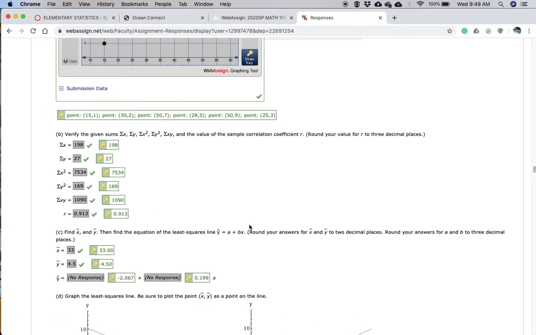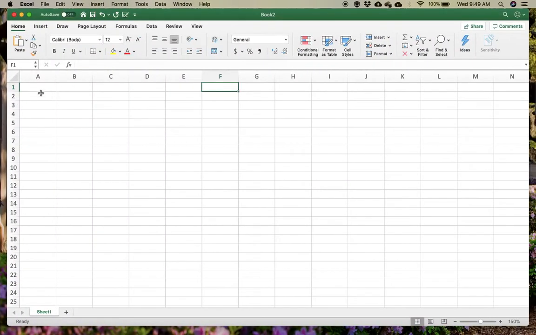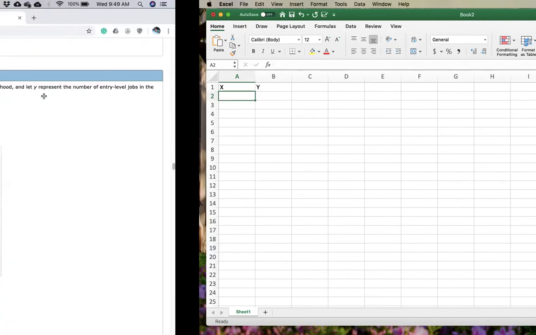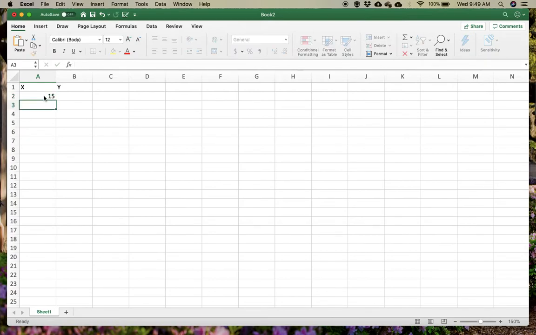And we're going to go back up to the top, and we're going to put these data points in our Excel spreadsheet. All right, so we're going to make a column for X values and a column for your Y values, and for our X's, it's 15, 30, 50.